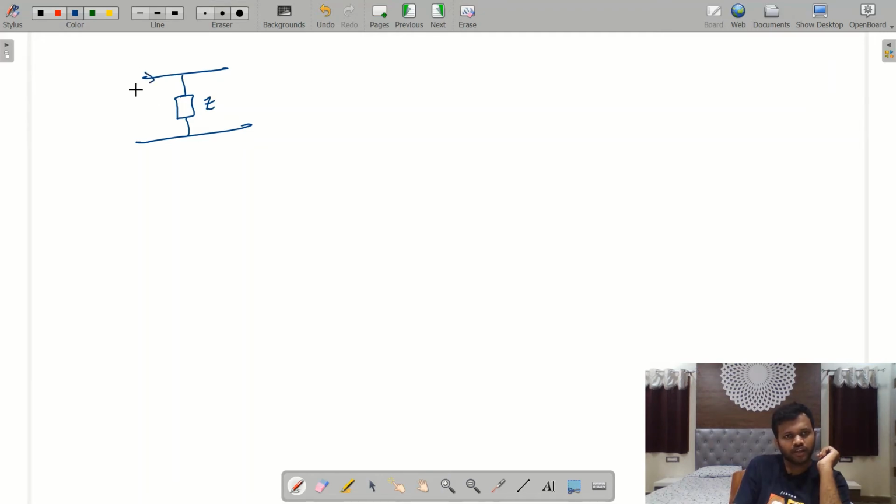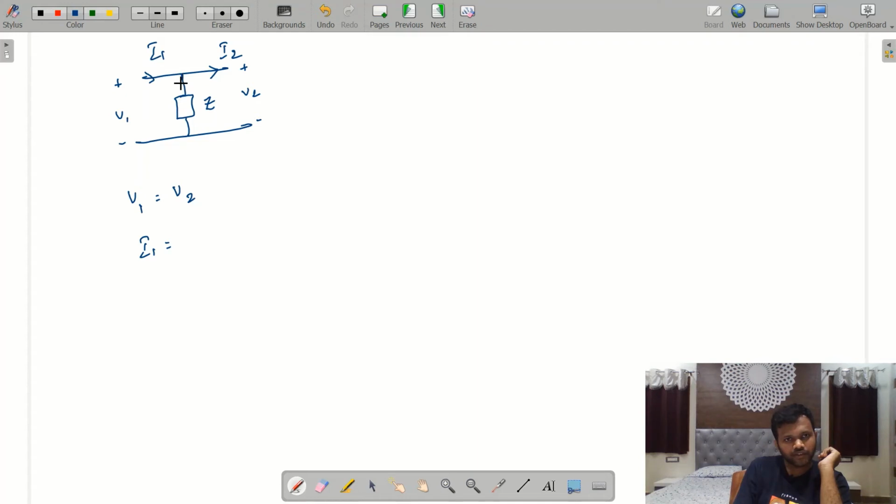Similarly, if a shunt impedance is there, consider a Z connected in shunt. What are the ABCD parameters for this type? This is my V1, I1, I2, V2. Now what can we write? V1 equal to V2. Now what is my I1? We have to write I1 in terms of both V2 and I2, right? So let us consider what the I1 current is.